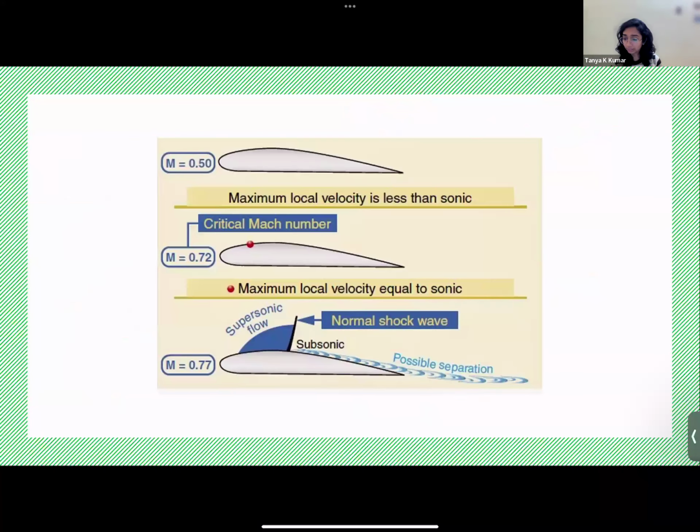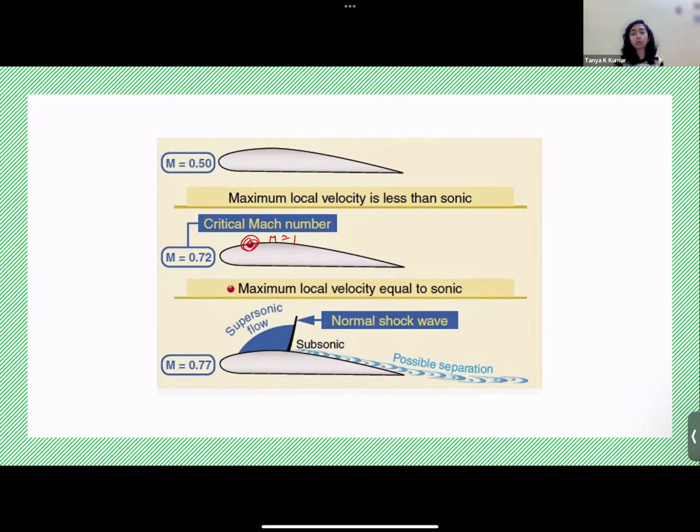Okay, let's go to the next slide. This is just discussing what the critical Mach number is. If your flow is below the critical Mach number, which is 0.72 in this case, it's almost laminar flow throughout the airfoil. When it reaches the critical Mach number, Mach 0.72, at this point on the airfoil you have Mach equal to 1. The Mach number at which any point on the airfoil encounters a sonic flow, Mach 1, is called the critical Mach number. When you fly beyond this critical Mach number, it produces a normal shock wave on the upper surface.